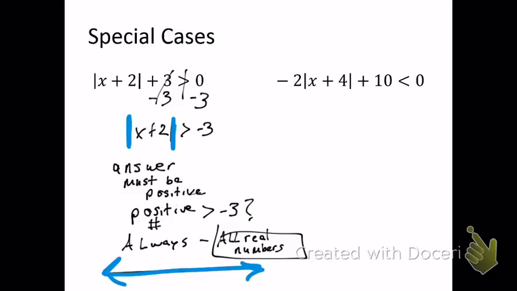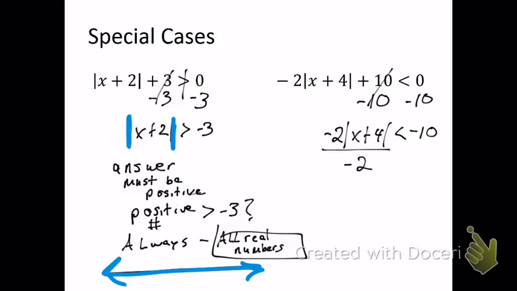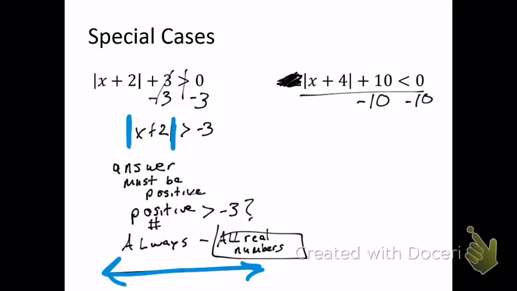Now, when we take a look at our other special case, we're going to subtract 10 on each side to start getting that absolute value by itself. Hold on, there's a typo on this problem, and I'm sorry about that. Let's pretend that -2 was never there. So we're just going to solve this. We've got absolute value of x plus 4 plus 10 less than 0. So we've got absolute value of x plus 4 is less than -10.